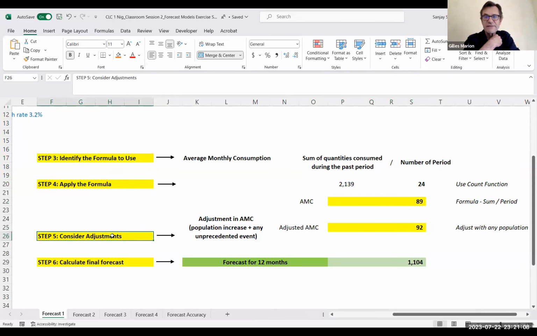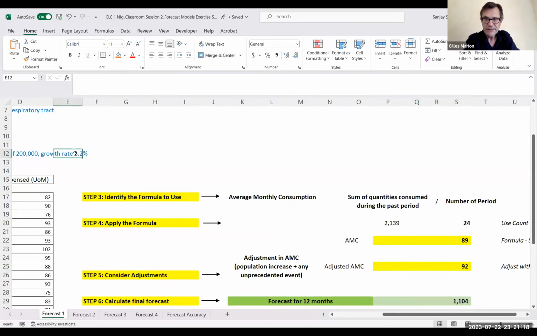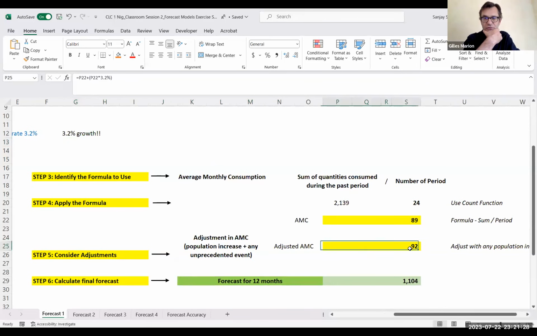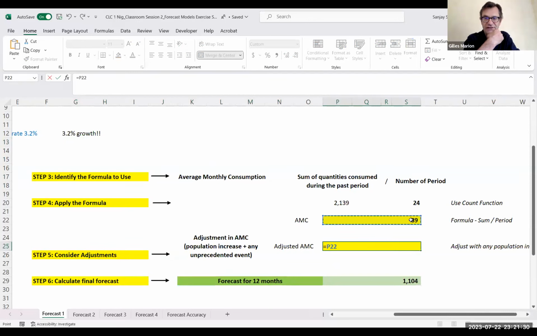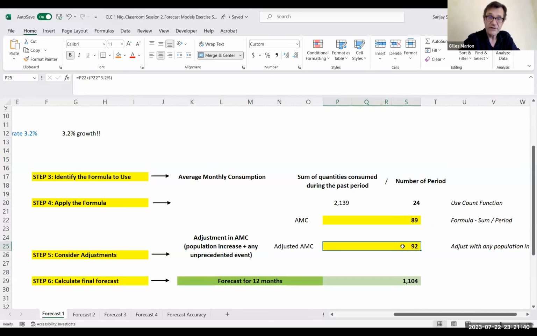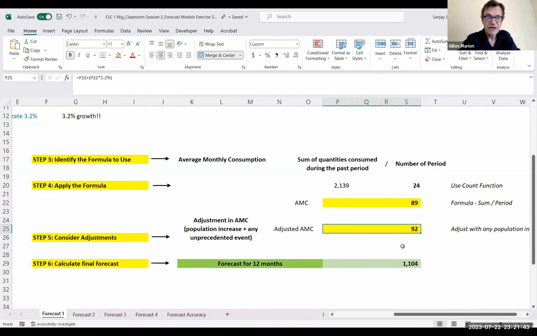89. Now, the only specific adjustment we are making to this 89 is we take into consideration the growth of the population. So that's the 3.2% that we mentioned at the beginning, the 3.2% which are here. We increase the number by 3.2%, and that gives us 92 as the adjusted average monthly consumption.